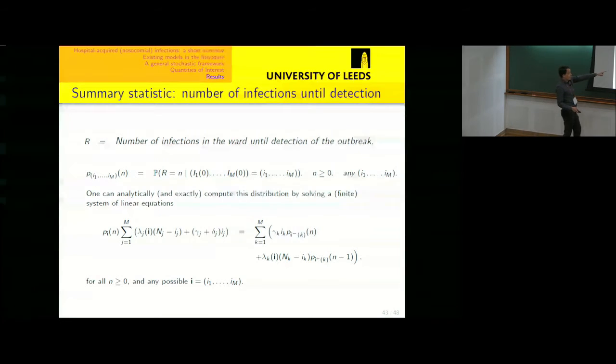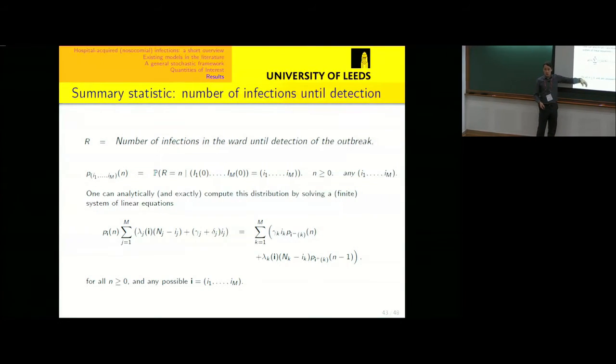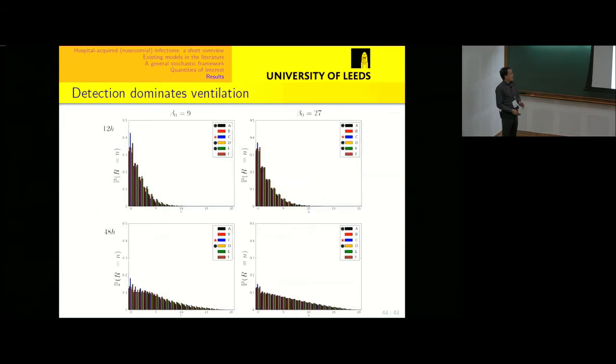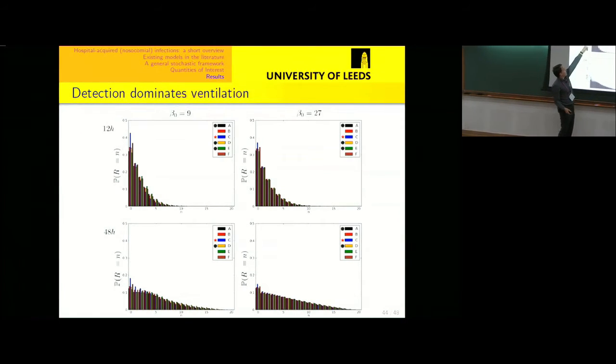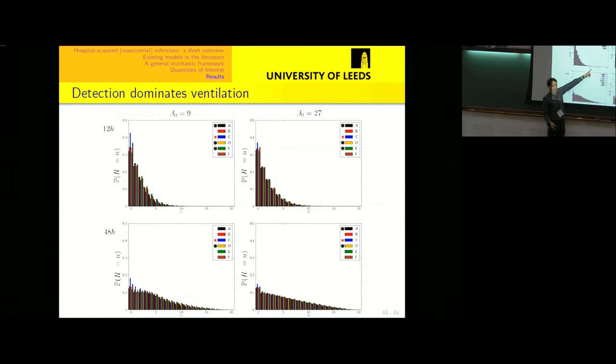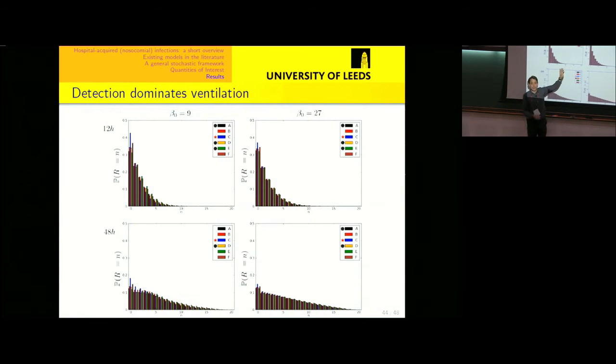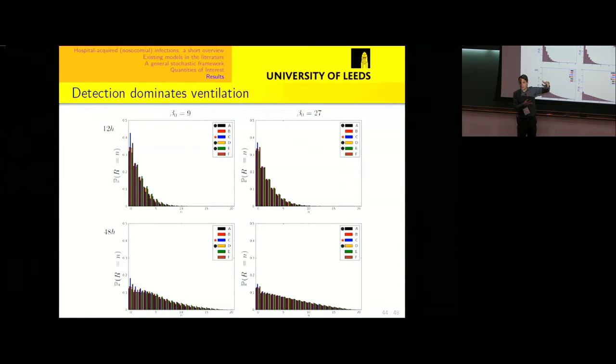Again, a system of linear equations. You solve this system of linear equations, you get your solutions. It's possible to do that. Exact solutions, these are not simulations, exact solutions, exact probabilities. And this is the type of results that you can get. So here, this is the number of infections being equal to n versus n. That's the distribution. The colors are the different ventilation settings. The red star indicates the best distribution, so the best ventilation setting, the ventilation setting with the smallest number of infections. The dark points represent the worst ventilation settings.